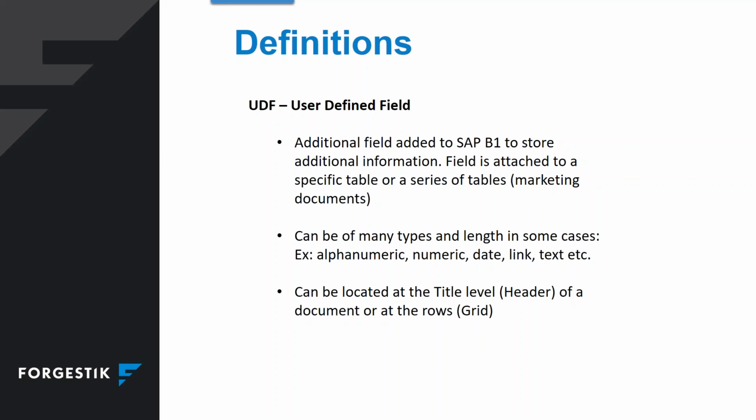When you create a user-defined field, especially for a marketing document, a sales order for example, you have to decide if that user-defined field is going to be at the header level, meaning at the same level as the business partner name or the delivery date, etc., or at the row level, meaning inside the grid of the document itself. Once it is inserted in the grid, it will be an additional column available inside that grid.